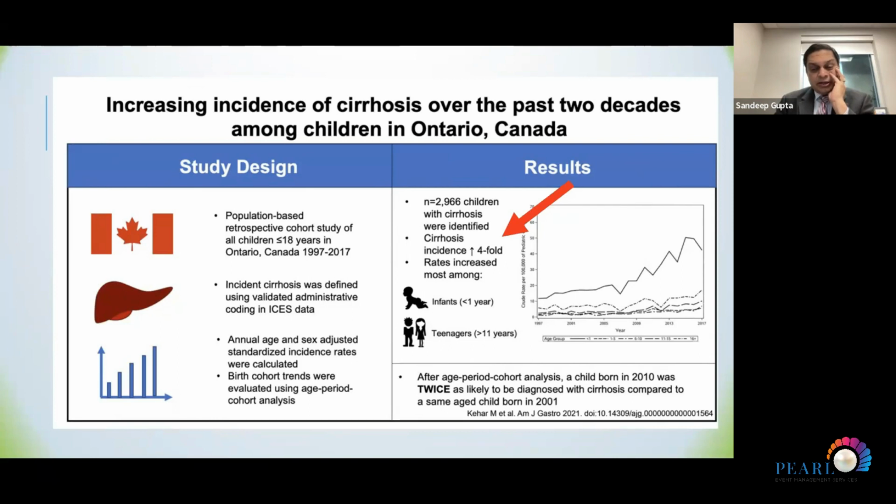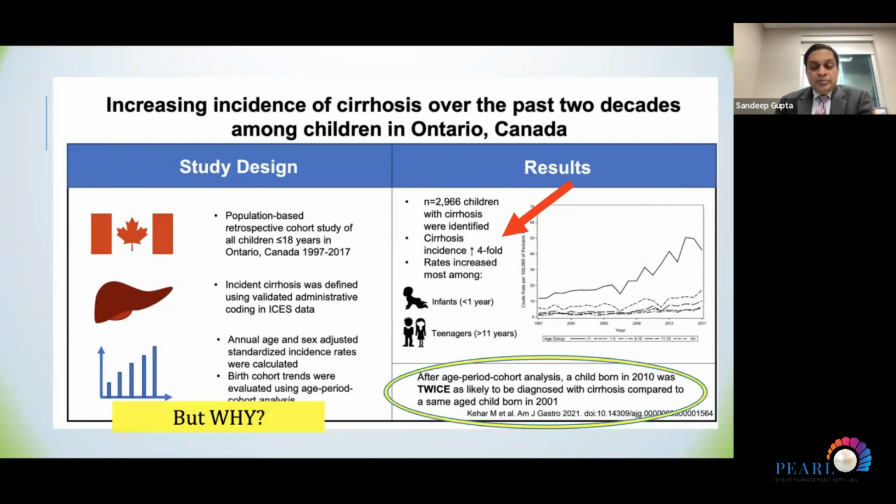So really a marked increase, and it was more so in infants and teenagers, to the point that they do not know why this is happening. Is it all NAFL or some other reason? But it is to the point that a child born in 2010 was twice as likely to have cirrhosis compared to a child born in 2001.